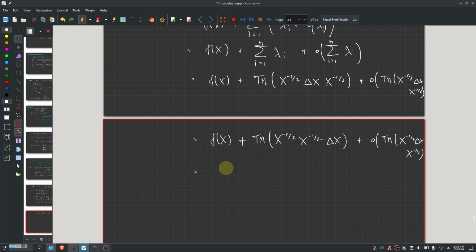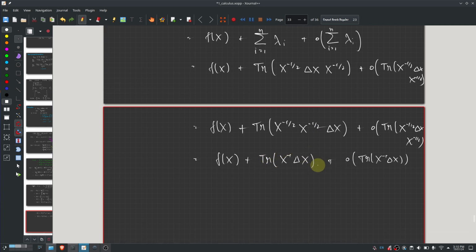Which is f of x plus trace of x inverse times delta x, plus some quantity which decays much faster than delta x. That's it. So x inverse times this. Correct? But what is this equal to? We saw the trace is basically the inner product. So this is just f of x plus the inner product between x inverse and delta x, plus some term that decays much faster than delta x.